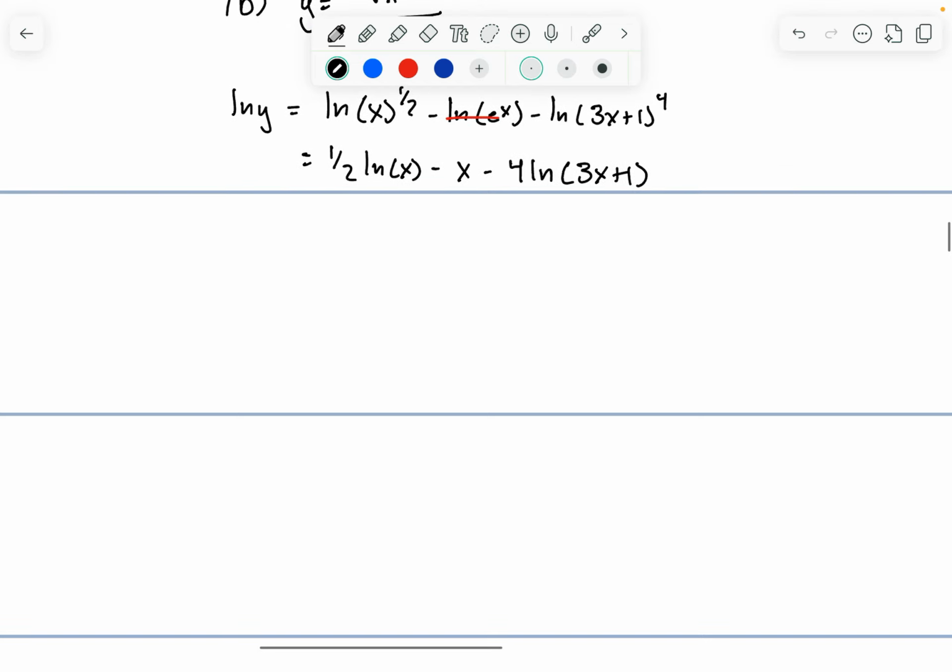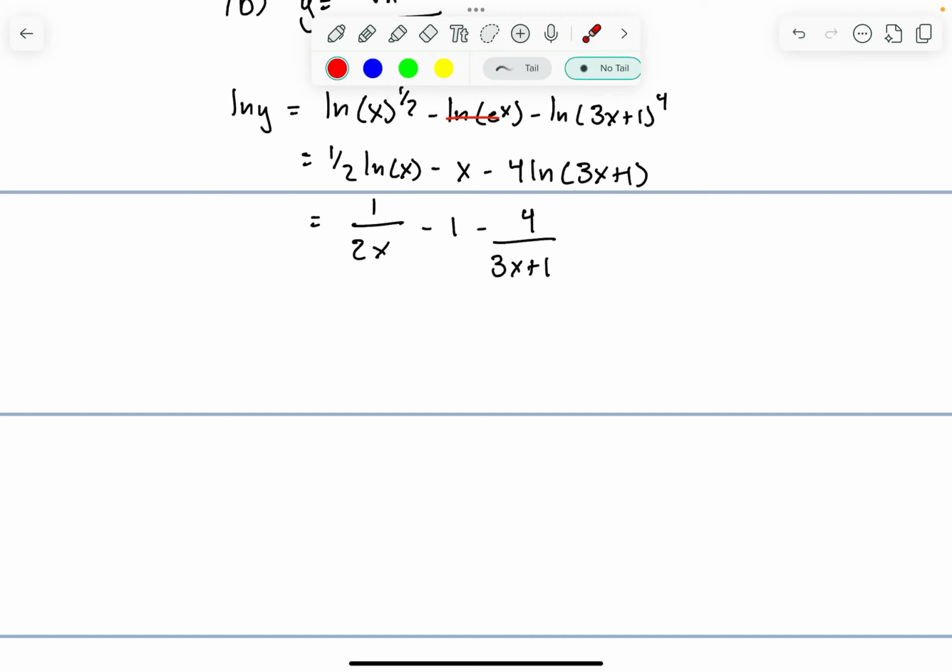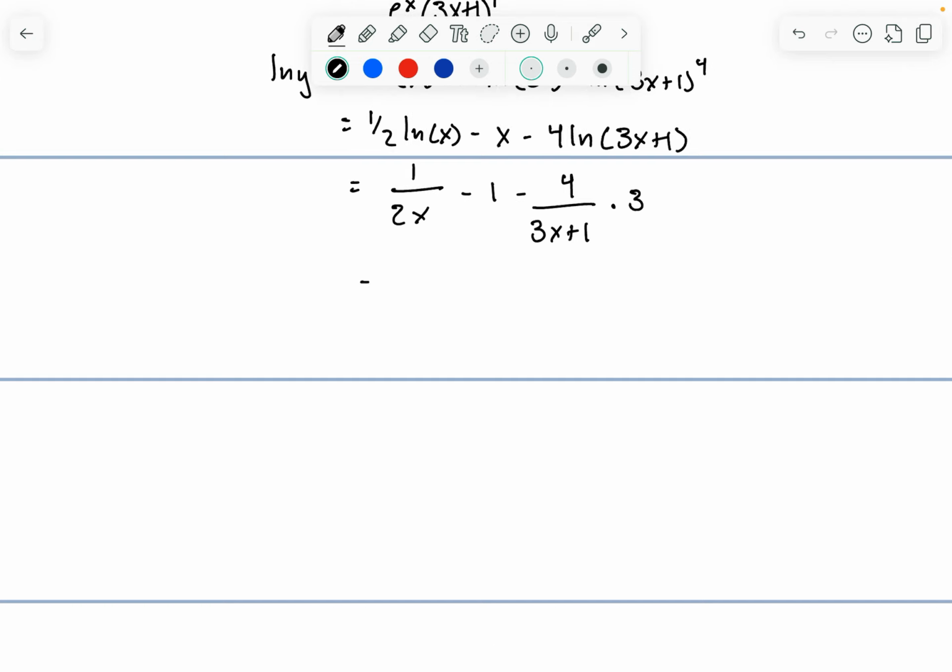And then we're going to take the derivative of all of these. So this is going to turn into 1 over 2x minus 1 minus 4 over 3x plus 1. Now, we could definitely see that we could do some kind of chain rule right here. When we take the derivative of 3x plus 1, the 1 turns into 0, and the 3x turns into just 3. So this is going to multiply by 3, and that's going to turn into 1 over 2x minus 1 minus 12 over 3x plus 1.